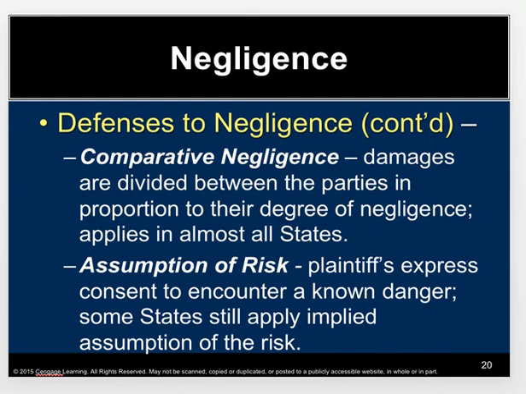So let's continue to talk about some of the defenses to negligence. The other one is assumption of risk. So that's the plaintiff's express consent to encounter a known danger. Some states still apply implied assumption of the risk. But what this means is, for example, if you know that an activity is dangerous and you decide to do it anyway, then you assume that risk. A lot of times, if an activity is very dangerous, most companies will make you sign a waiver, especially indicating very specifically that you're assuming the risk of that danger.